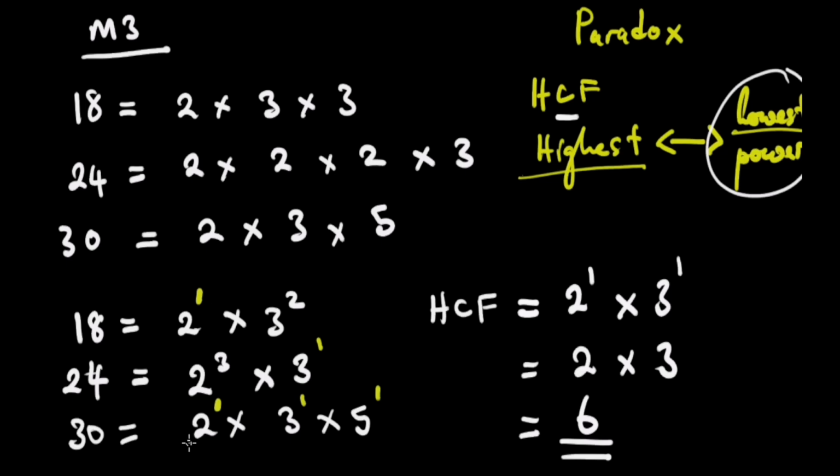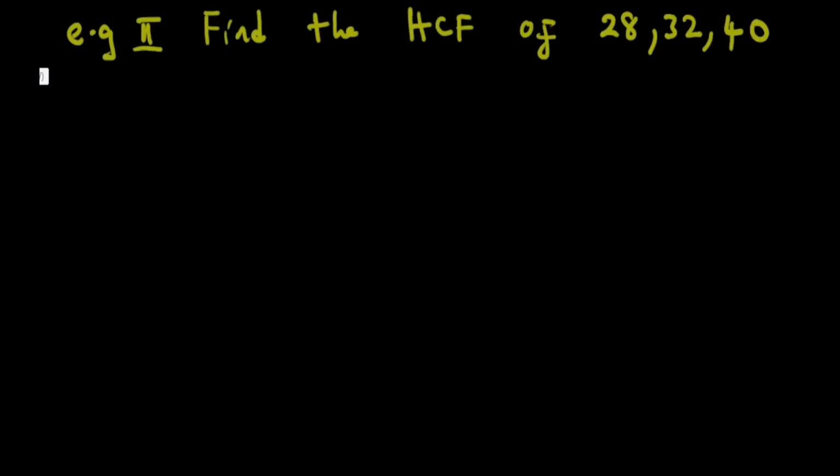The first litmus test is to check for commonality, whether it is common here. So 2 is common, and we select the 2 with the lowest power. 3 is common, so we select the 3 with the lowest power. 5 is common, so it is in the highest common factor, and again we got the answer 6.